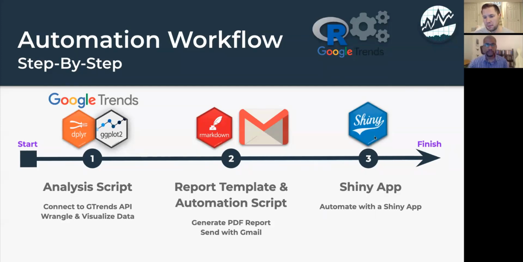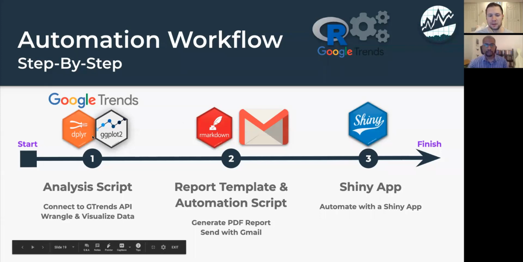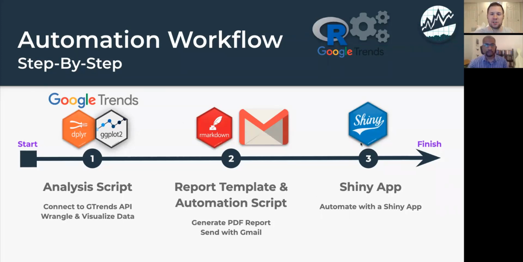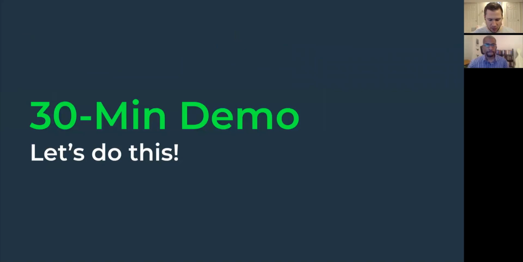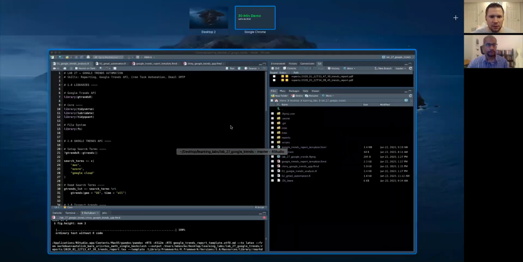And then step 3, which we'll briefly touch on, but this is again for the pro members. They're going to get the Shiny app that they can automate this whole entire process, and that Shiny app is basically the container that allows you to do your work super fast. Okay. All right. So let's go on to the demo.